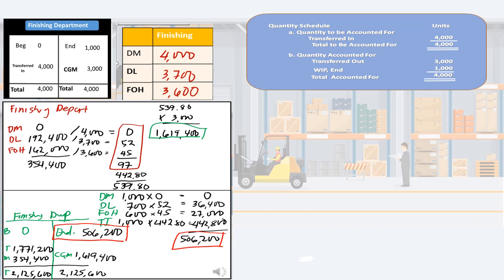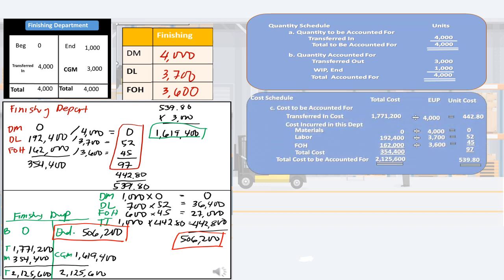So punta na tayo doon sa cost schedule. So start tayo doon sa cost to be accounted for. So ang aking tip ulit ay from left to right. So ilagay mo na po yung transferred in cost natin na nanggaling doon sa assembly department. Ang amount doon ay 1,771,200 divided by doon sa ating EUP na 4,000 units. Nakuha natin yung 442.80, which is also available doon sa ating last production report, di ba?